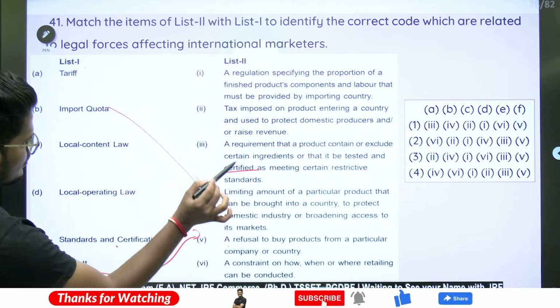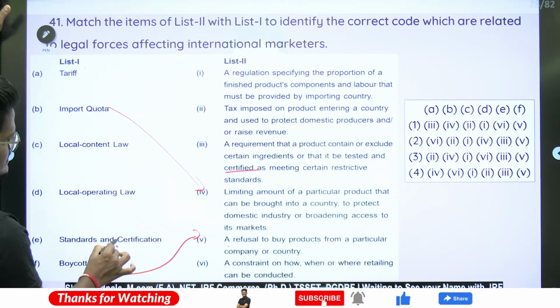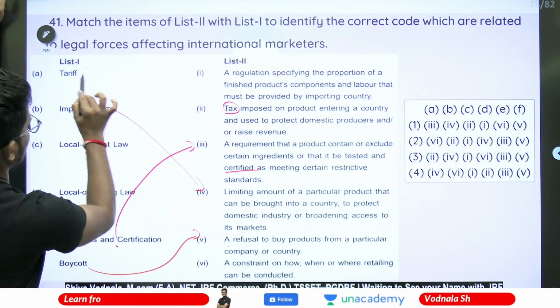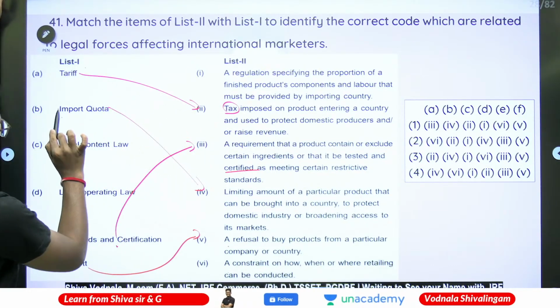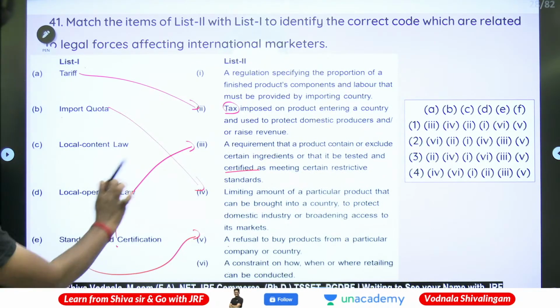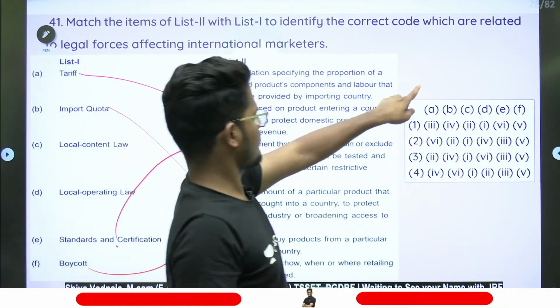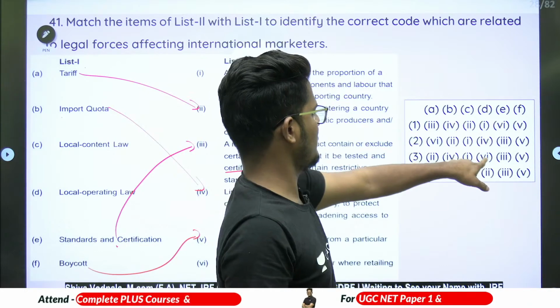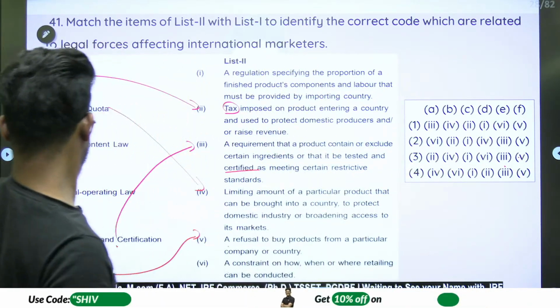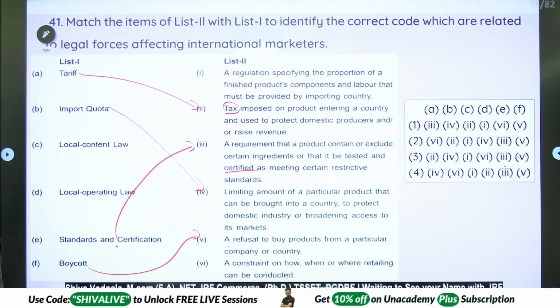So this one is on hold and this one we can match. Standards and certification we can match over here. And tax is nothing but a tariff. A is 2, B is 4 and E is 3. A is 2, B is 4, E is 3 and F is 5.